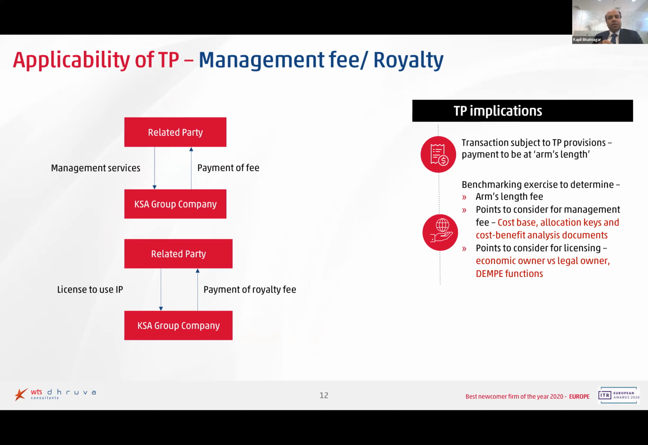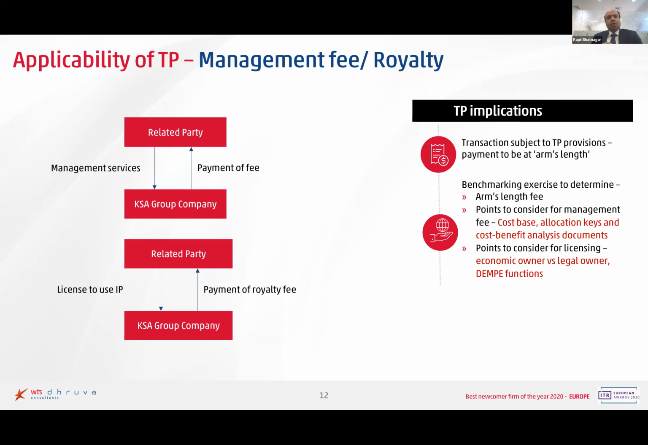Typically, these kinds of payments need to be justified, and specifically from a management fee perspective, the cost base of the services needs to be determined. It needs to be demonstrated that the allocation of cost is true and fair. A cost benefit analysis is conducted, which means that the KSA group company has actually benefited from the receipt of these services from the related party. And these are not shareholder activities, nor activities which are duplicative in nature. Hence, the KSA group company is justified in making these kinds of related party payments to its group companies.